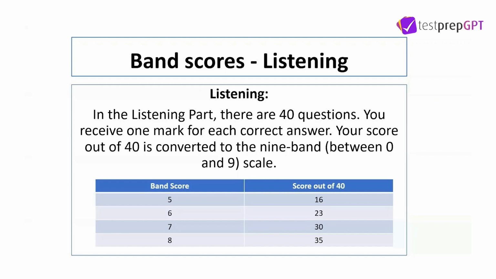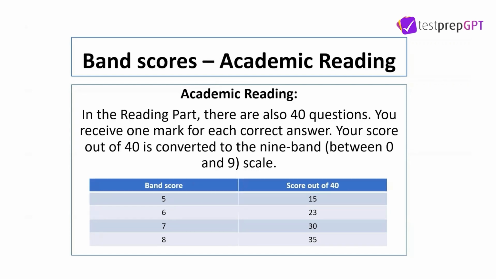The band scores for listening are different to the band scores for the other parts of the test. In listening, you have 40 questions, 1 mark for each correct answer. Your number of marks are converted to the 9-band scale. So for example, 16 marks out of 40, you get a band score 5. And you can see the other figures here, 23 for band score 6, 30 for band score 7, and 35 for band score 8. If we compare that to academic reading, you'll see that it's somewhat similar, 35 also for band score 8, but 15 for band score 5.